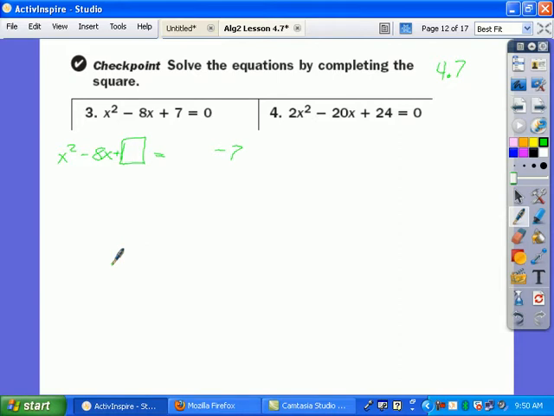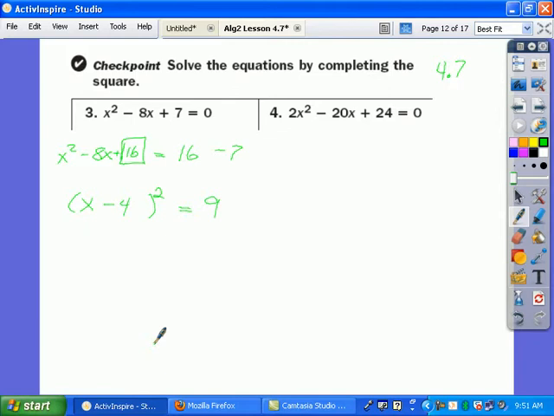The way that we calculate it, I showed this in part 1 yesterday, is we take the number attached with the x, divide it by 2, and then square it, and that's the number that I'm going to add to both sides. So 8 divided by 2 is 4, 4 squared is 16. And now this left-hand side will indeed factor just the way that I want it to, namely into x minus 4 quantity squared, and that will equal 9.